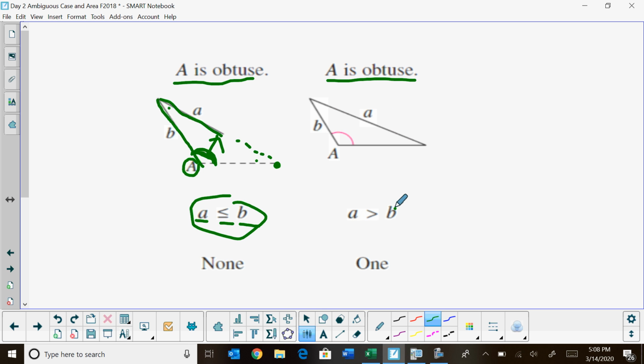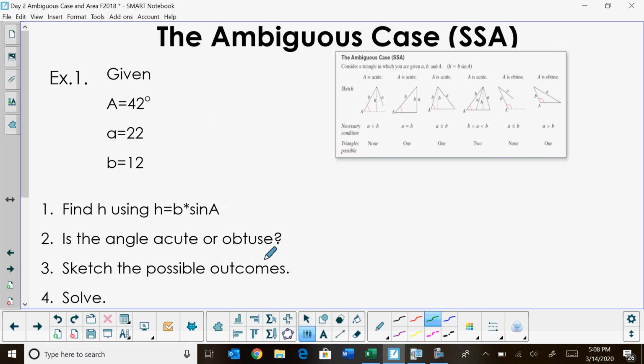But what if A is larger than B? So we've got angle A, and it's obtuse, so it's greater than 90. That means side A has to be the longest side, and as long as A is greater than B, then it does indeed create one possible triangle. So those are your 6 scenarios.